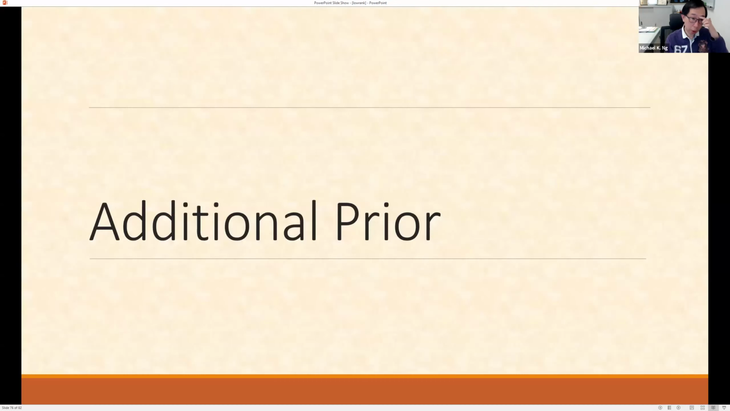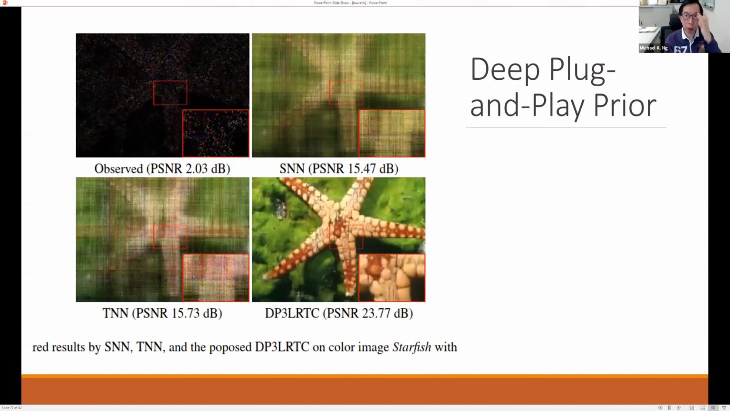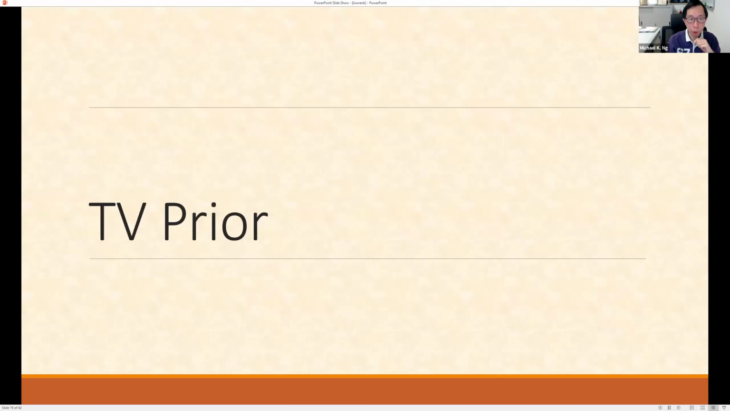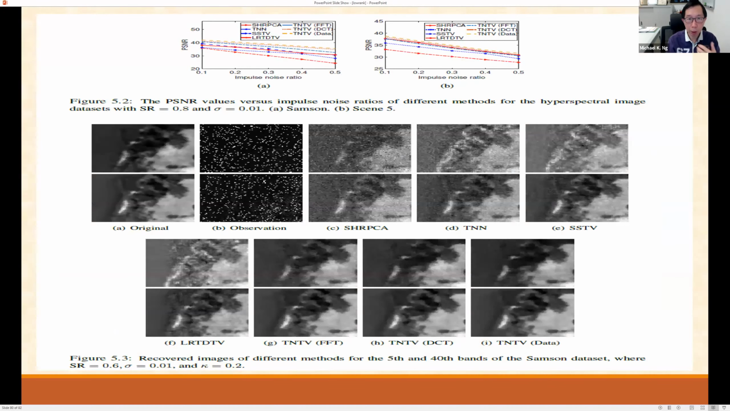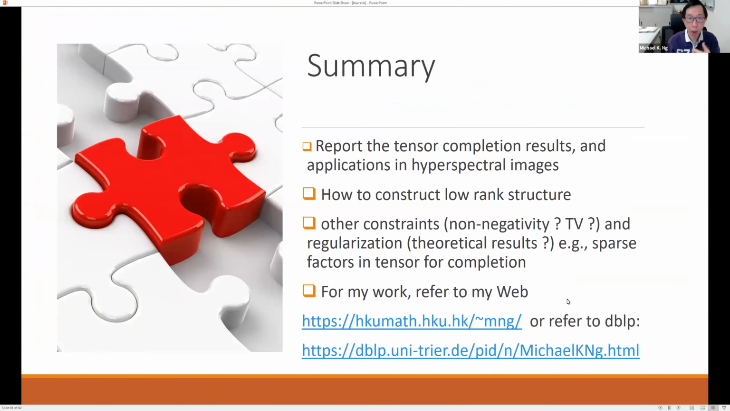Another idea is you can use a deep learning prior as regularization to help you get a much better picture. You can also use the classical total variation prior to recover the data. Okay, because of time, I better stop here.